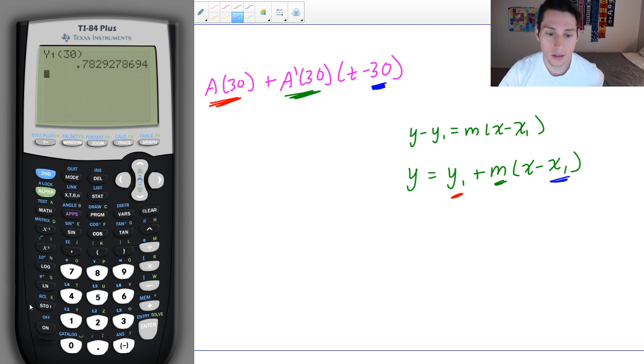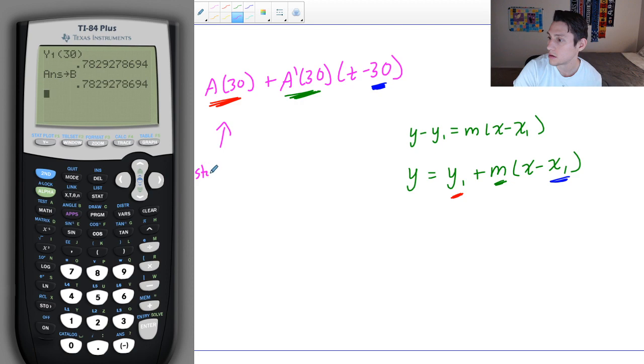Either way, let's just practice since we're doing it today. Let's store this as B, and make a little note to yourself somewhere. So A of 30 is stored as B. Now let's do A prime of 30.